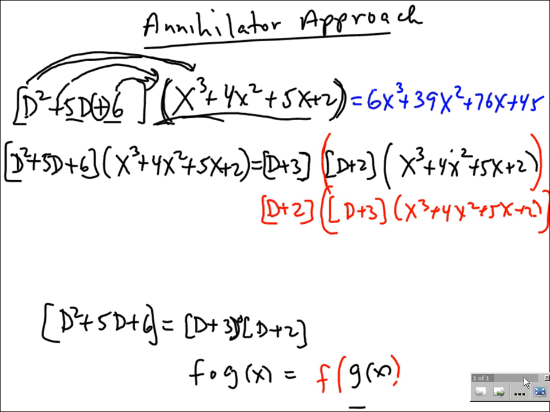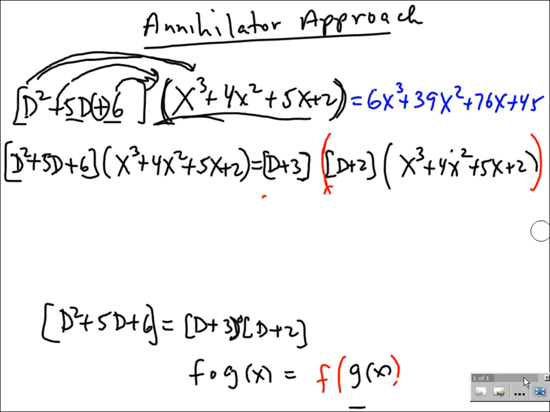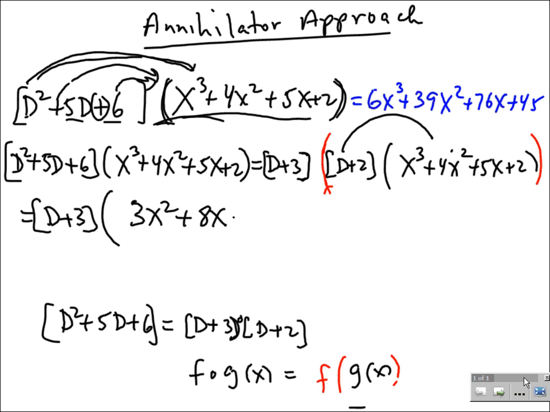I could have done that. So let's actually do this. What's inside the red brackets, whatever it ends up being, I'm going to take d plus 3 of that. Well, first I take the derivative of what's in the brackets. I get 3x squared plus 8x plus 5. Then I add on 2 times what's in the brackets.